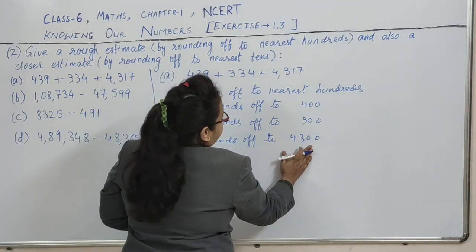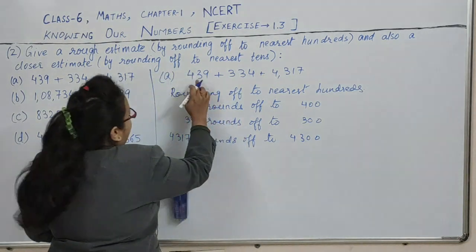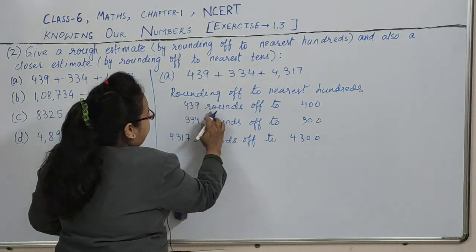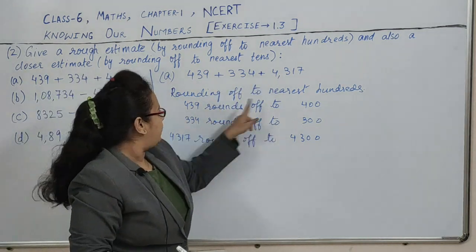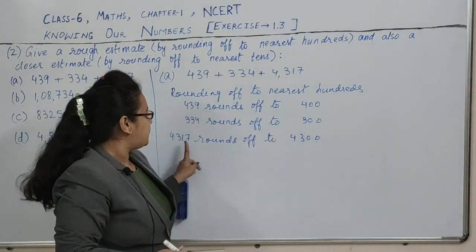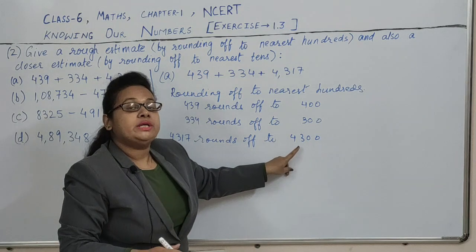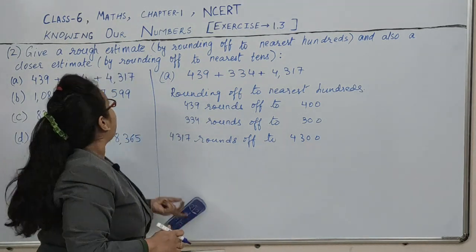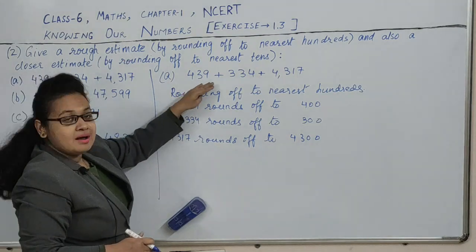Okay. So now what we have to do: this is a sum. We have to add these. After rounding off each number, this number is rounded off to this, this number is rounded off to this, and this number is rounded off to this, to the nearest hundreds. After rounding off each number, we have to add them. That will give a rough estimate of the sum.